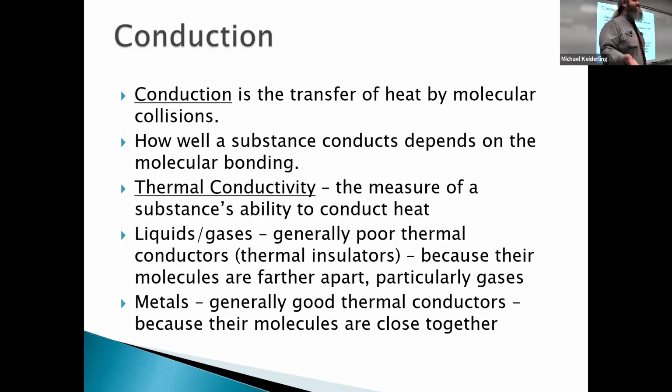Insulation, on the other hand, is designed to have very bad thermal conductivity. Liquids and gases are generally poor thermal conductors, poor insulators, because their molecules are further apart, particularly gases. Metals are generally good thermal conductors because their molecules are close together, and also because they have free electrons bouncing around, which can carry heat. So the thing that makes metals good electrical conductors also makes them good heat conductors. That's not always the case, but in the case of most metals, it's a similar sort of thing.